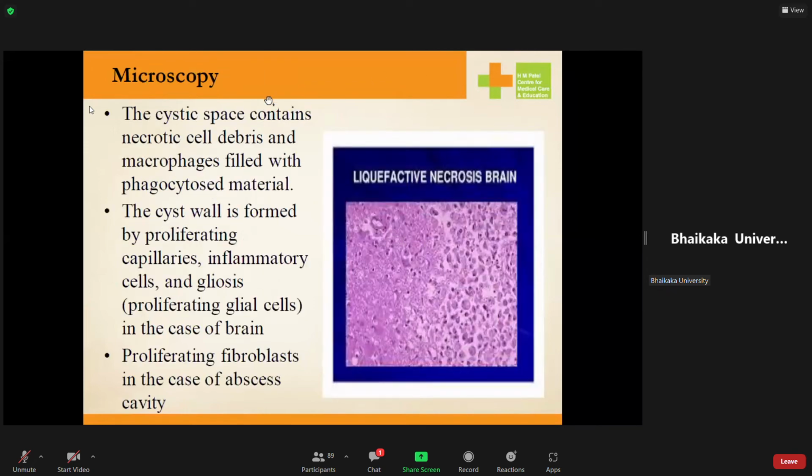Now on microscopic examination, it contains the necrotic debris. Here you can demonstrate the necrotic debris. What is the necrotic debris? It is a structureless granular material. Okay, that is the necrotic debris. And here you can see some macrophages which engulf this dead or necrotic debris. Okay, and the cyst wall is formed by proliferating capillaries, inflammatory cells, and gliosis. Okay, and proliferating fibroblasts in case of the abscess cavity.